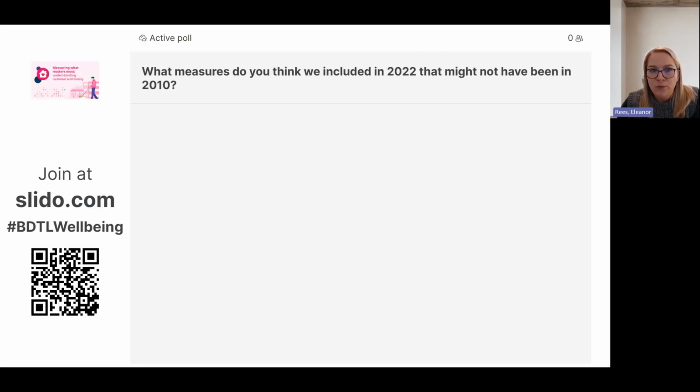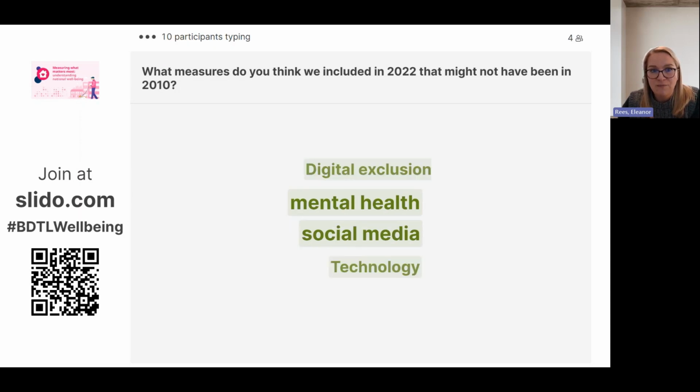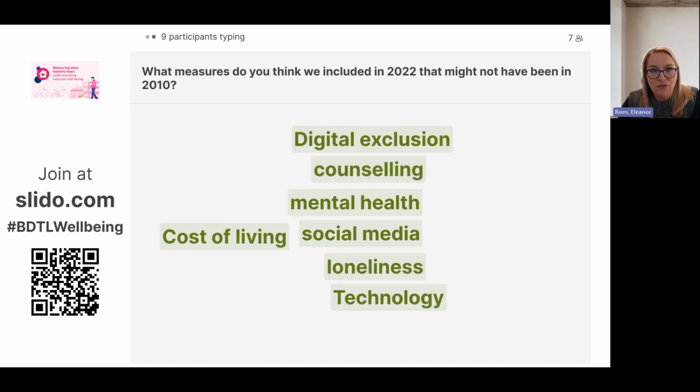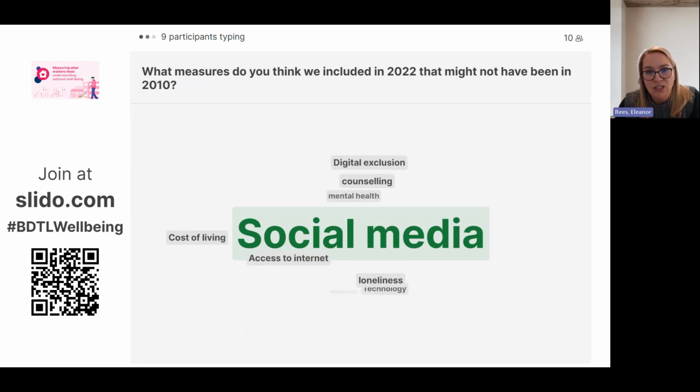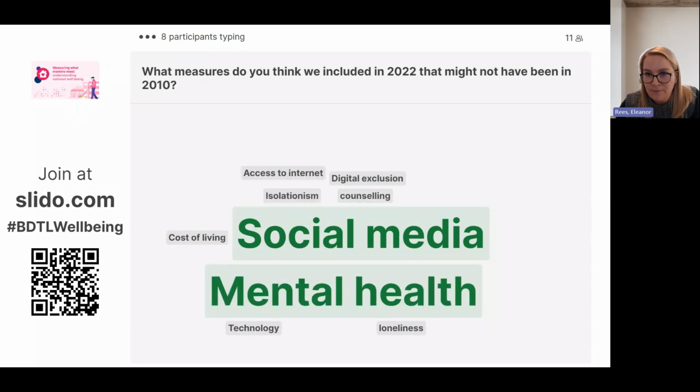Now, during the review, it was quite clear that our users and the public wanted more comprehensive assessment and measurement of wellbeing. I think we had something like over 600 recommendations for additional variables to include. But I'd like to ask you, what topics do you think were included in the 2022 set of measures that weren't originally included in the 2010 set of measures as a consequence of the review?